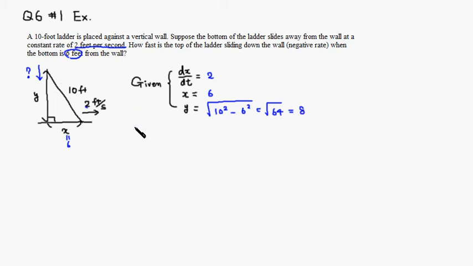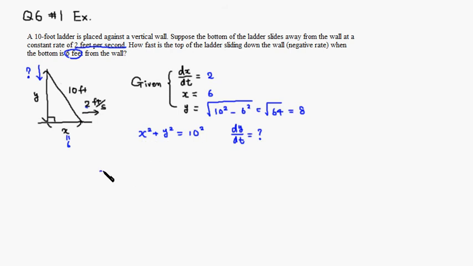All right. So by the Pythagorean theorem, we have the equation x squared plus y squared is equal to 10 squared. Then we are looking for how fast the top of the ladder is sliding down. So we are basically looking for the rate of change of y with respect to time t. So let's find that.